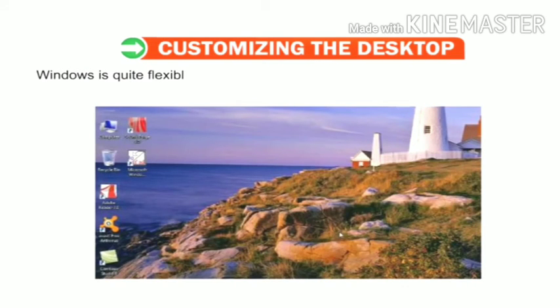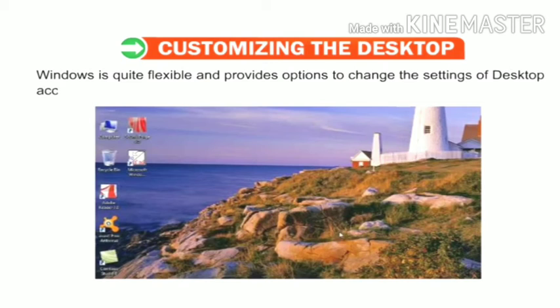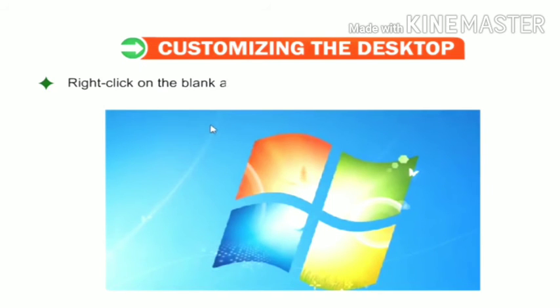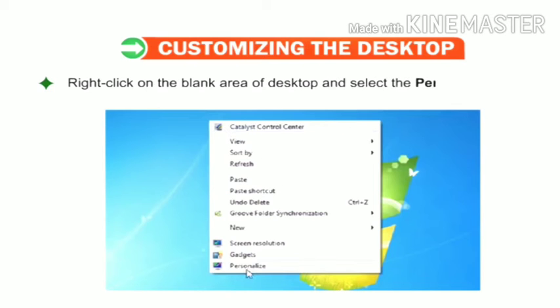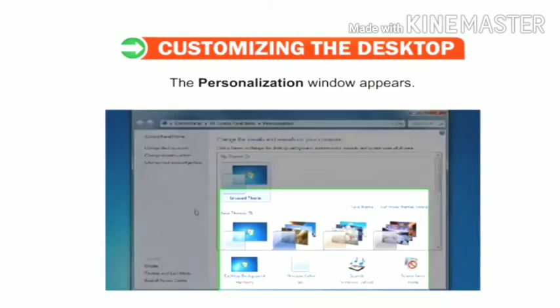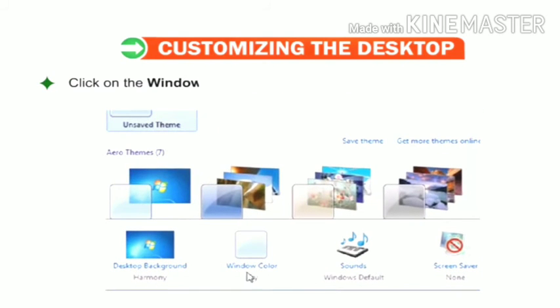Now let us learn how to customize the desktop. Windows is quite flexible and provides options to change the settings of the desktop according to your choice. Follow the steps to change the color scheme of the computer screen. Right-click on the blank area of the desktop and select the Personalize option. The Personalization window appears. Click on the Window Color option located at the bottom of the window.